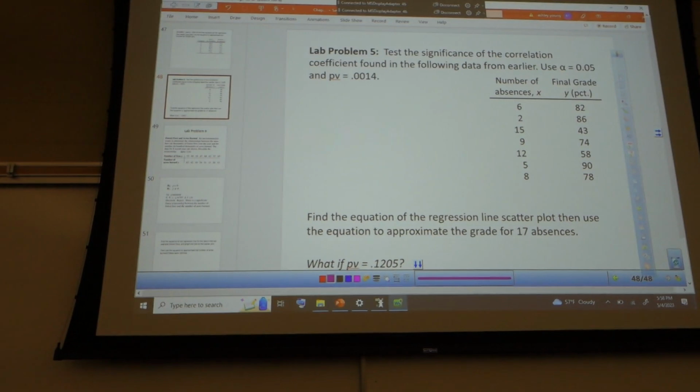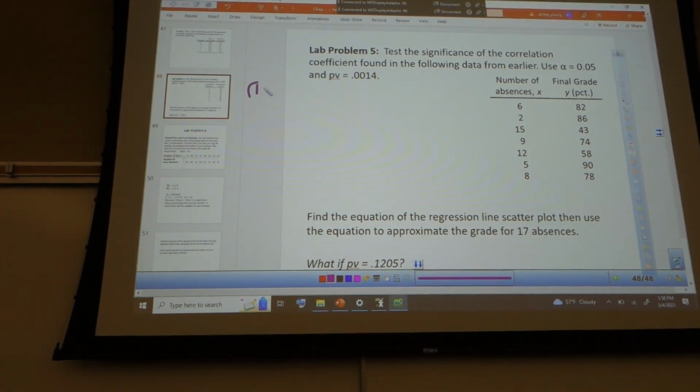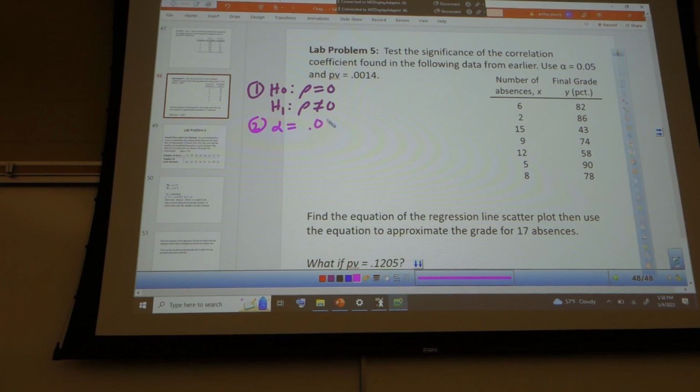Make sure we're all on the same page here. Okay, so step 1, H naught: rho is equal to 0. H1: rho is not equal to 0. And then step 2, you've got your alpha, 0.05. Step 3, you did the Lin-Reg t-test, which you already did long ago, with L1, L2, and not equal to.